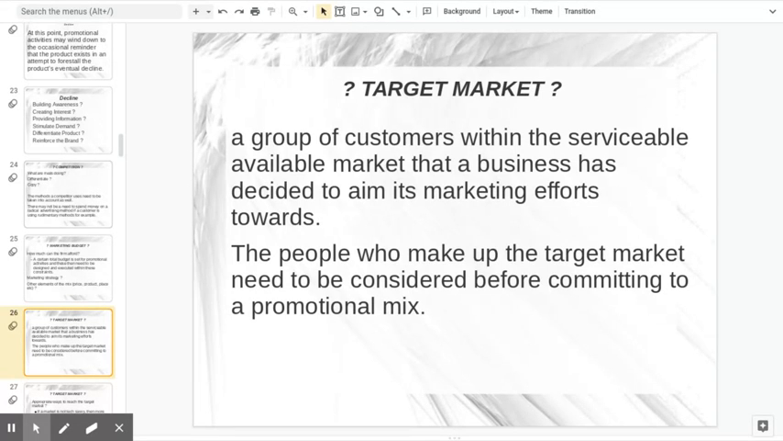The people who make up the target market need to be considered before committing to a promotional mix. We have to know who we're trying to get our product out to because it is very important. We have to know how we're going to get it to them and how to reach our audience. A lot of audiences are very different in how you can connect and reach out to them. You have to know what works best, and that's what you're going to want to focus your promotional campaigns towards.